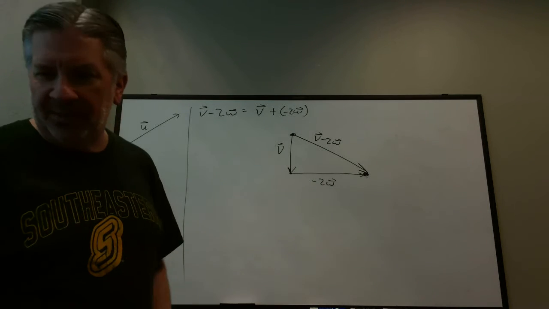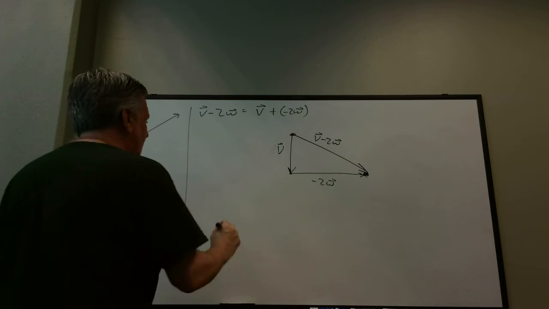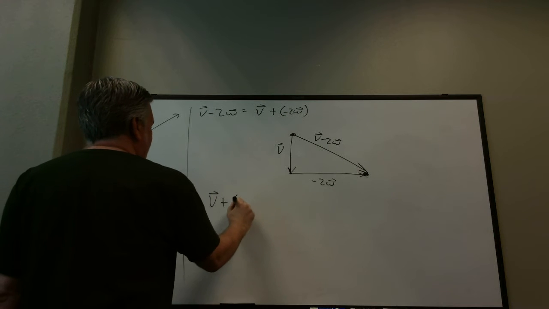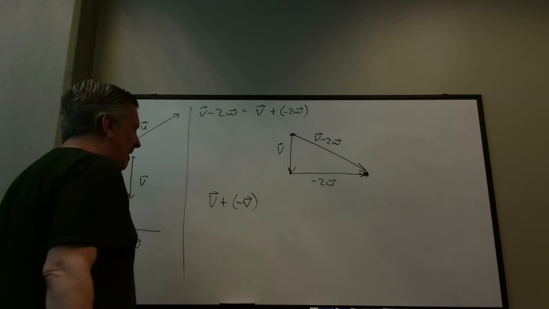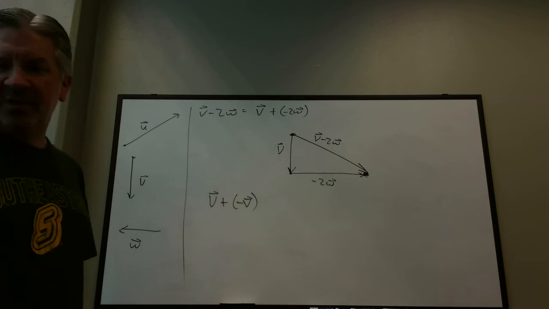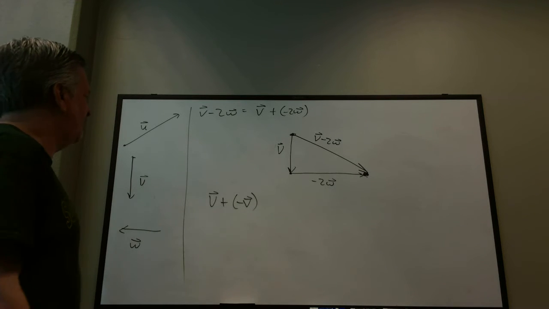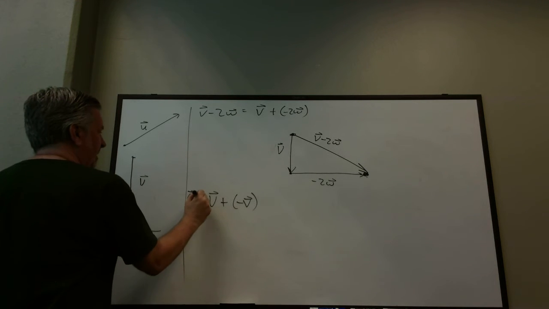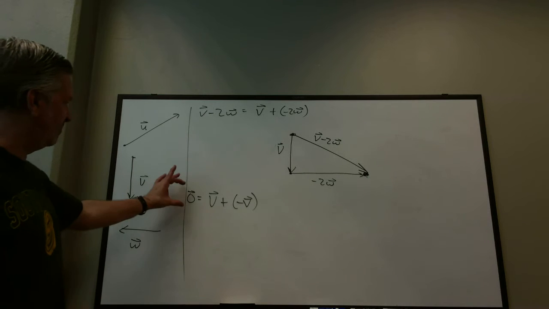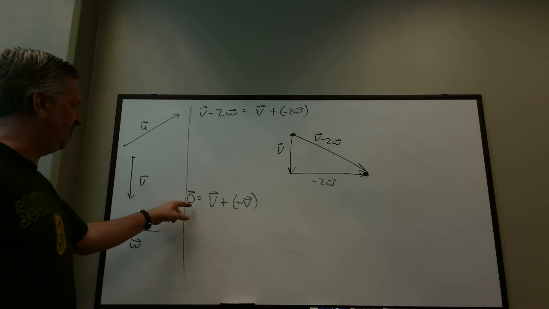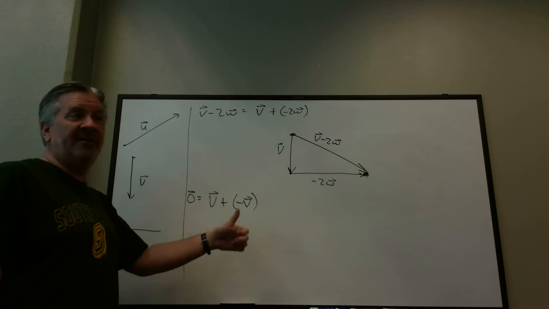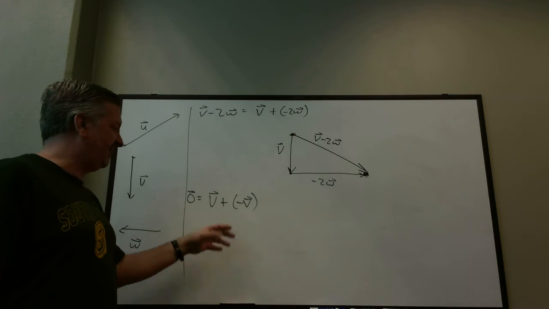Okay? Then the third thing says v plus minus v. V plus negative v, which is v minus v. Now if you look at the definition up above, this is called the zero vector, which I would write in boldface, but again I'm writing vectors with a hat. So the zero vector is defined to be v plus negative v for any vector. It doesn't have to be v.